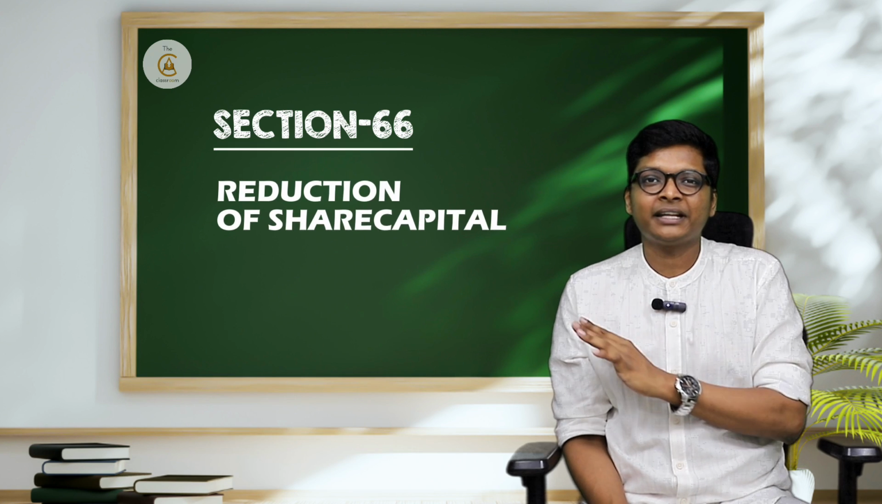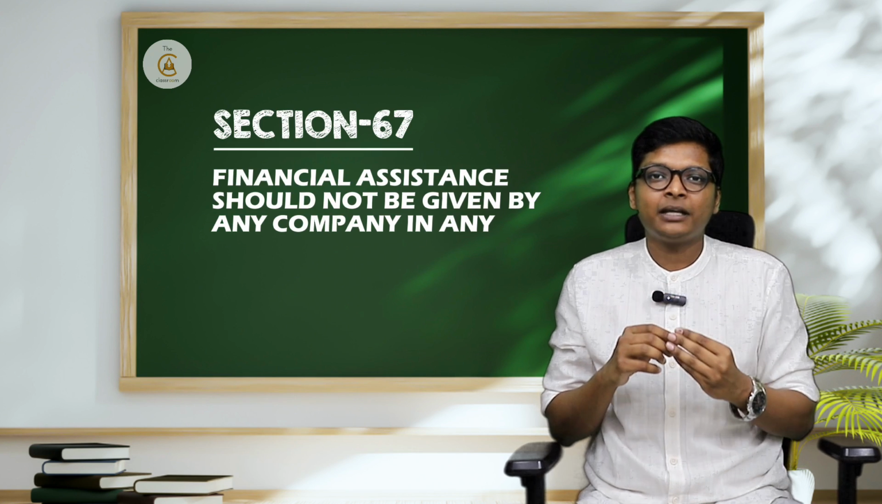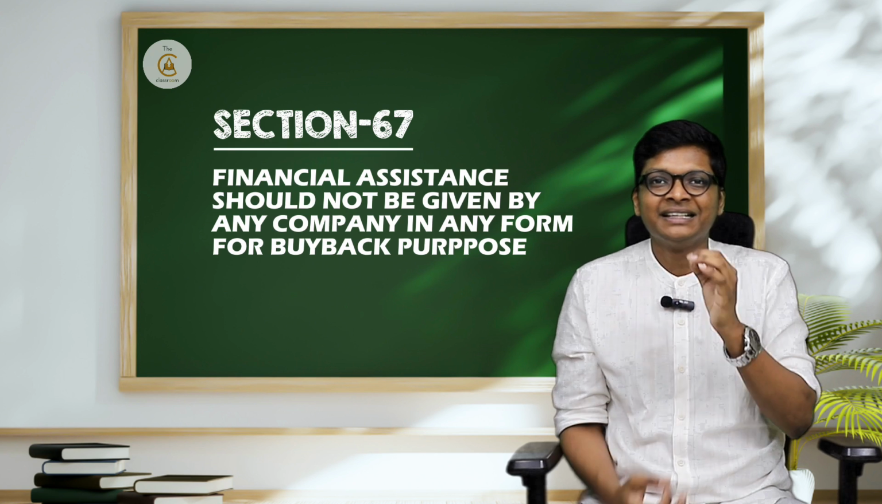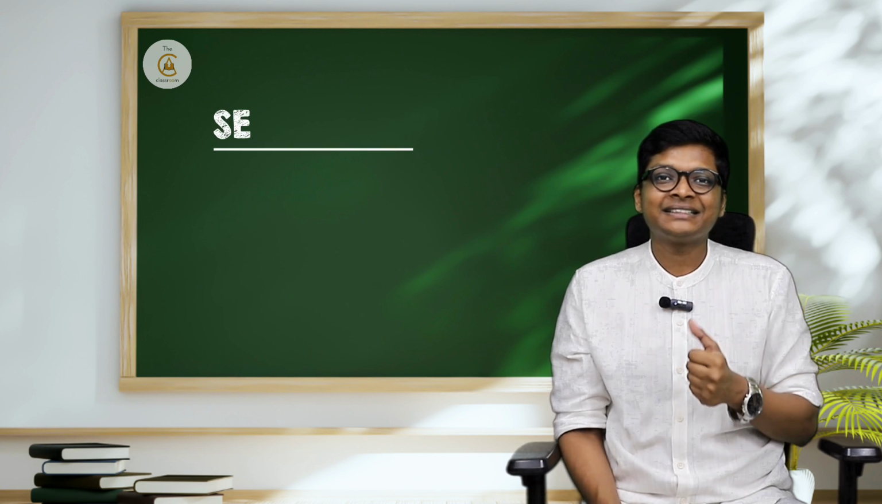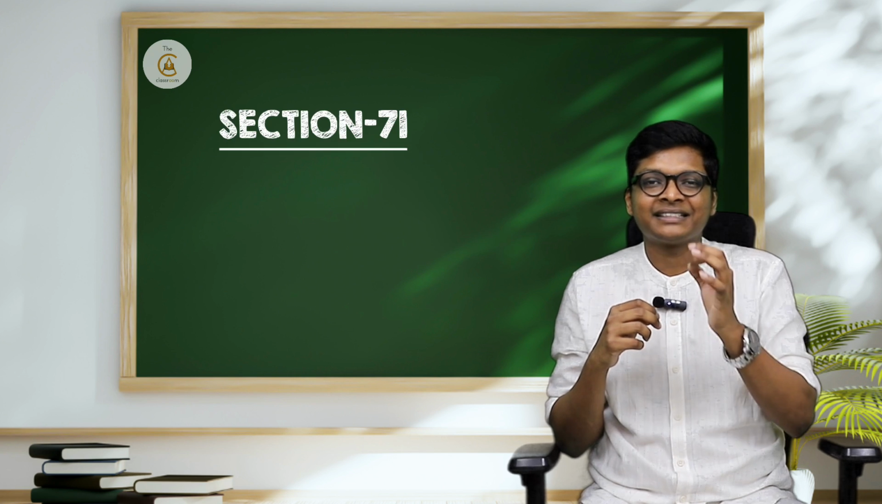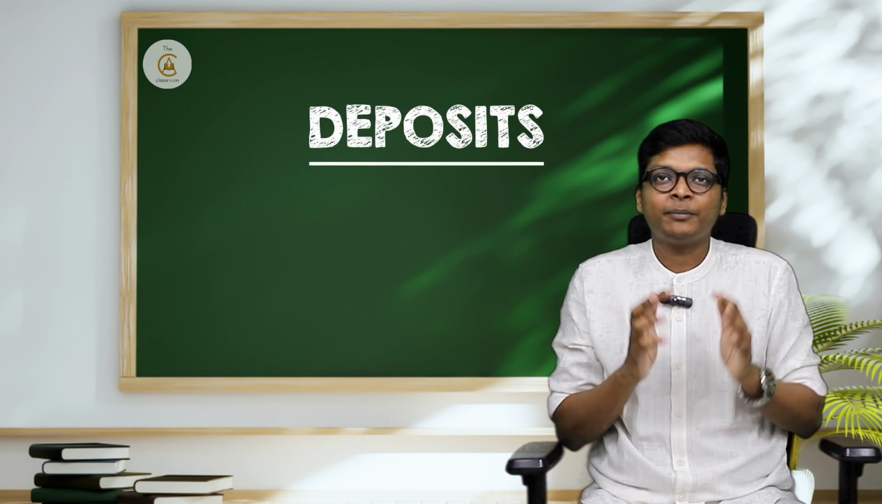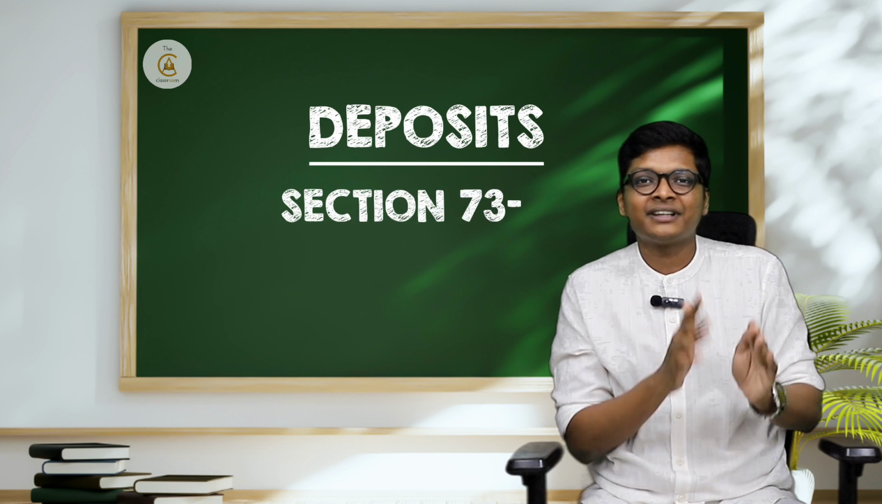66 is reduction of share capital. 67 no financial assistance should be given by any company in any form for buyback purpose. 68 is buyback. 69 CRR, 70 is prohibition of buyback, and 71 is debentures. 72 we don't have in syllabus. Next is deposits chapter, small one, 73 to 76.